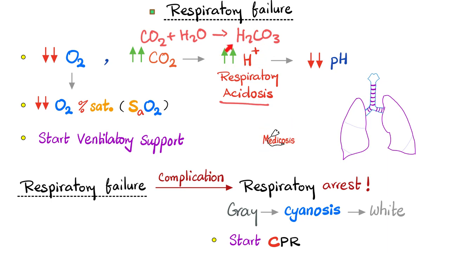Anytime the protons accumulate because I have too much acid, the pH will drop, and this is the acidosis. When I have low oxygen in the body, there will be less oxygen on the hemoglobin, so the SaO2 will decrease on pulse oximetry. We need to start ventilatory support for this patient. If we fail to do so, or if the patient deteriorates, complications include respiratory arrest, changing in skin color, could be gray, could be blue, could be white, and you need to start CPR.